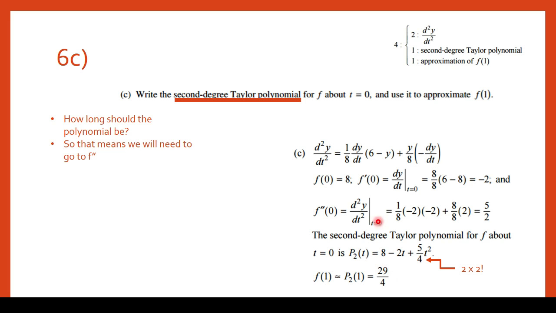Also, you need to remember that they're asking you to approximate f of 1. In order to do that, you just plug in 1 into this Taylor polynomial. You get 29 over 4. The scoring breakdown for this question was 2 points for taking the second degree derivative and understanding that you need to do that and taking it correctly, finding the second degree Taylor polynomial, and correctly approximating f of 1.